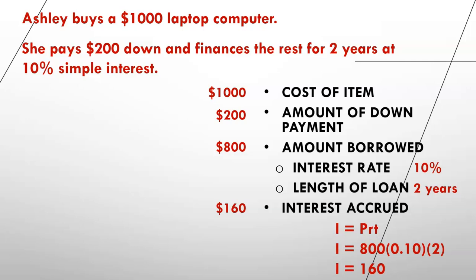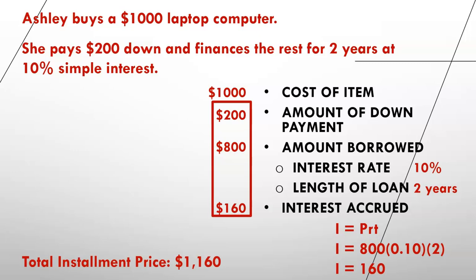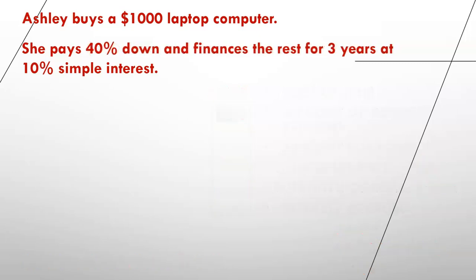So what's the total installment price? What's the total amount of money that Ashley pays for this computer? Well, these are the numbers we'll look at. She made a $200 down payment. She also borrowed $800, and then she has to pay $160 in interest. And if we add those together, we get a total installment price of $1,160.